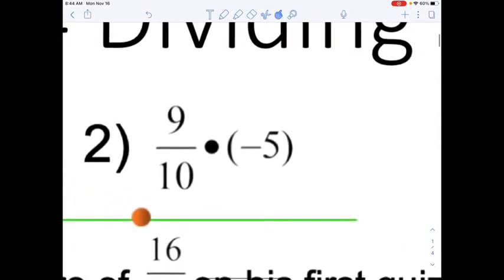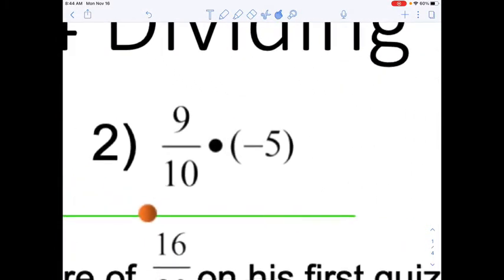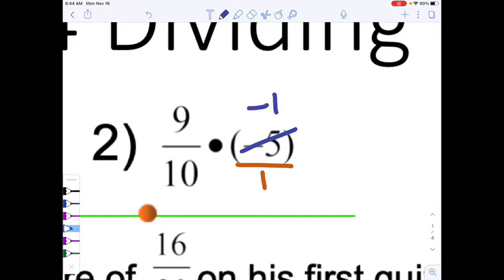Number 2 is 9/10 times -5. Well, to change -5 into a fraction, I write it over 1. And then I look to see if I can cross simplify. And in this case, I can. 5 goes into -5 -1 times. 5 goes into 10 twice. Now I can multiply the numerators, multiply the denominators. 9 times -1 is -9. 2 times 1 is 2.